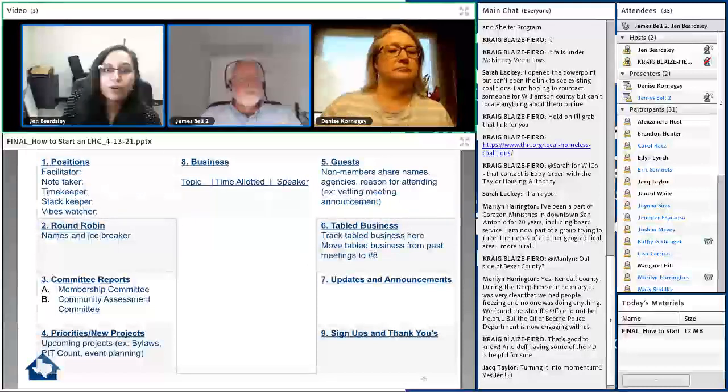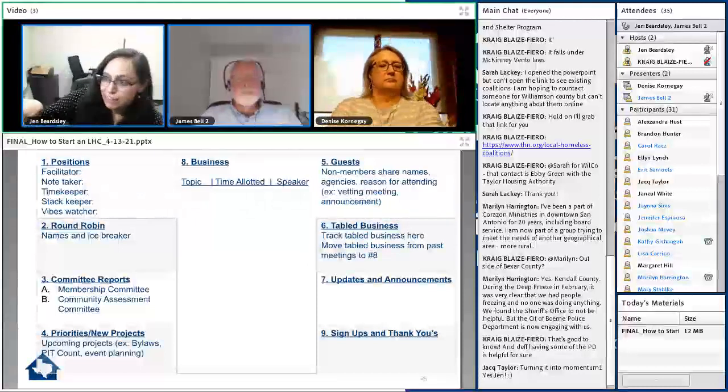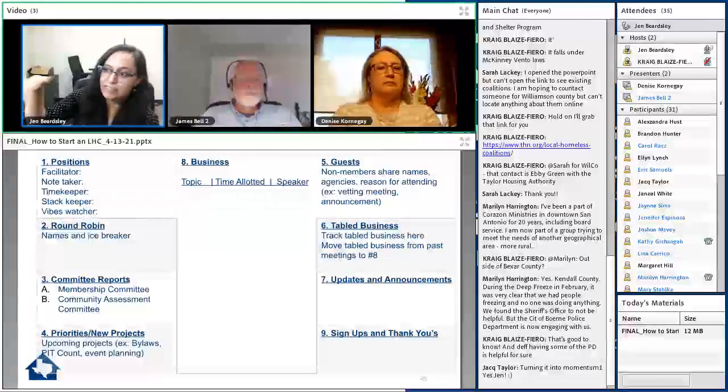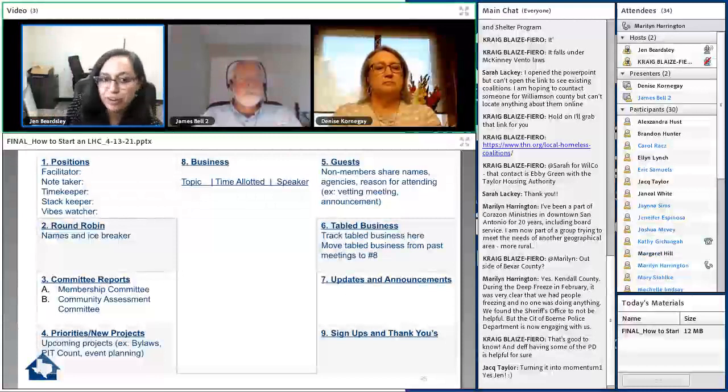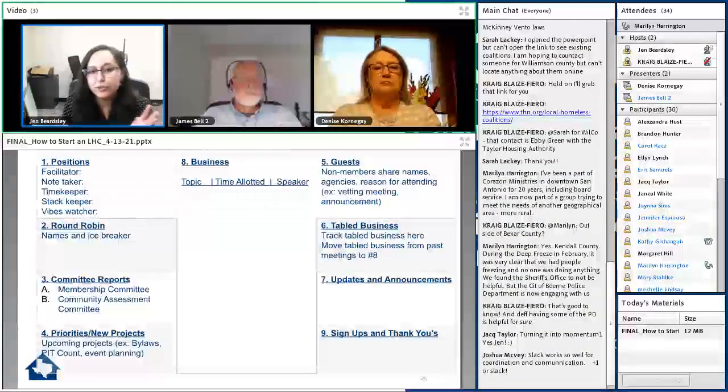I like it when we use this template. It keeps things the same every time. You could assign the roles first, then do your round robin, where you say how you're doing, have an icebreaker, and so on and so forth. But don't get too hung up on developing structures like bylaws too early on. Form can follow function.